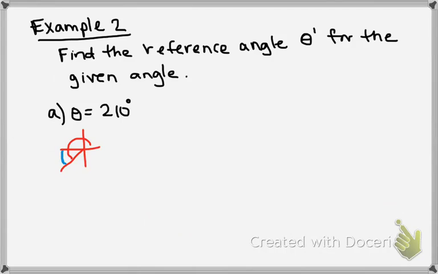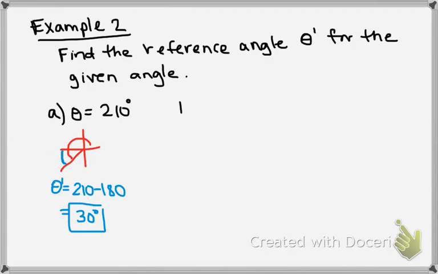So remember what we just talked about in the third quadrant. To find my reference angle, I'm going to take my original angle and subtract off 180. And when I do that, I get 30 degrees. And there's my reference angle. Notice that it is positive and it is acute.